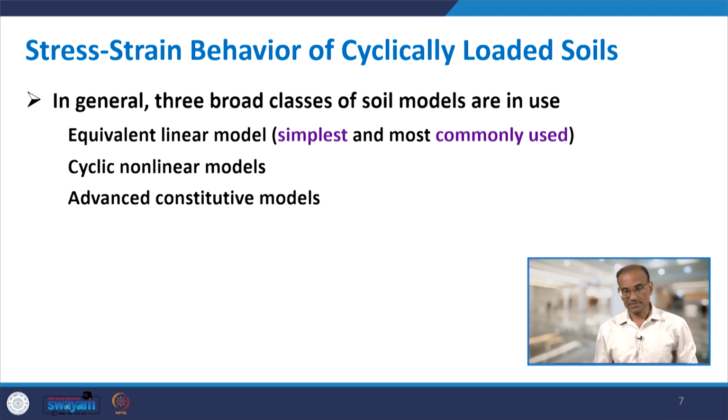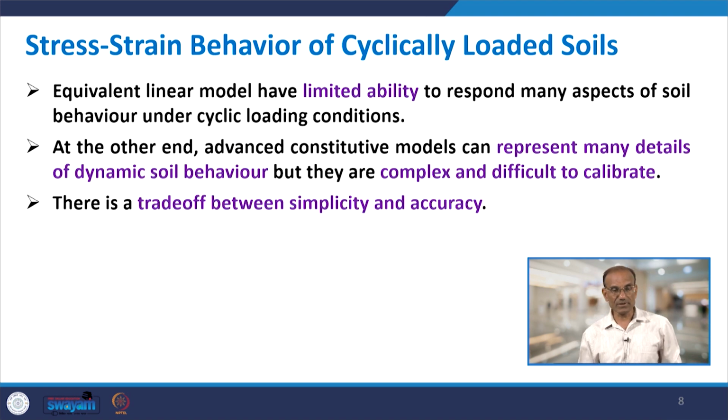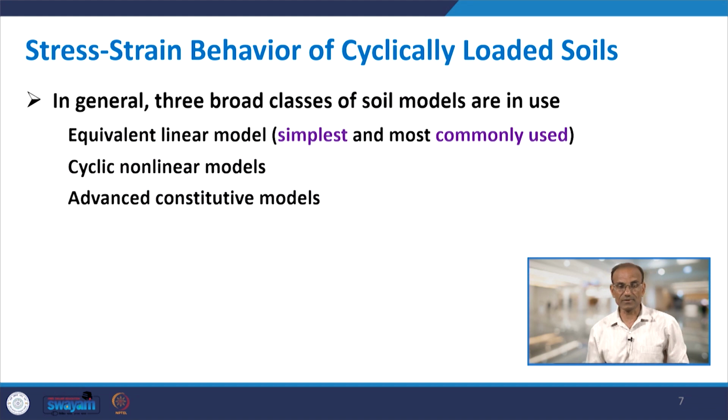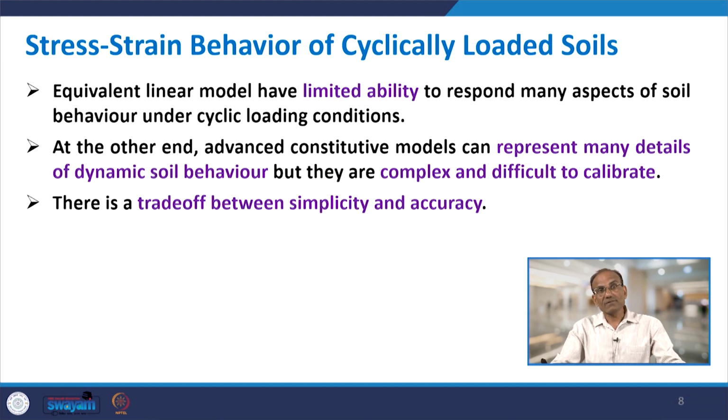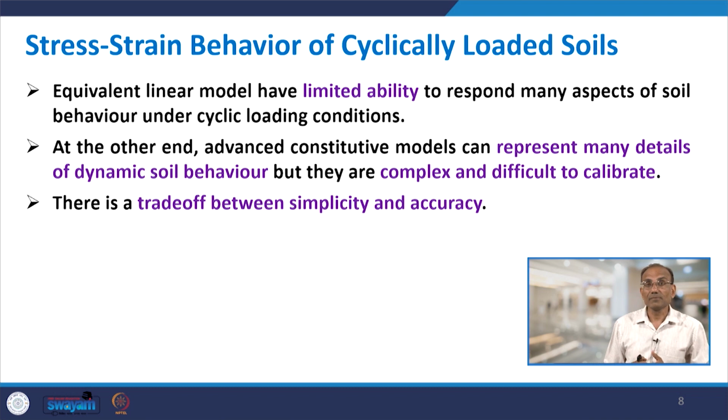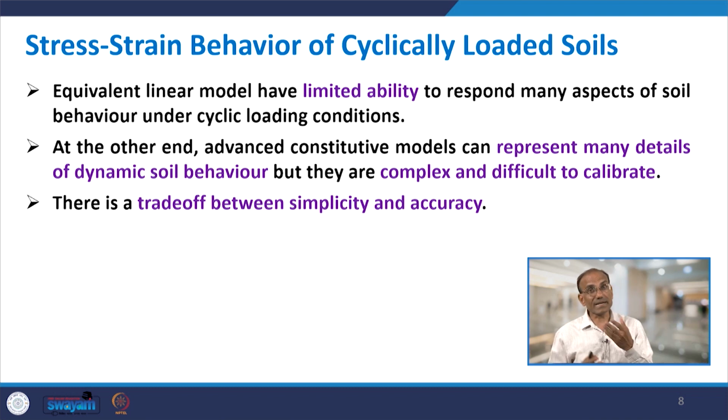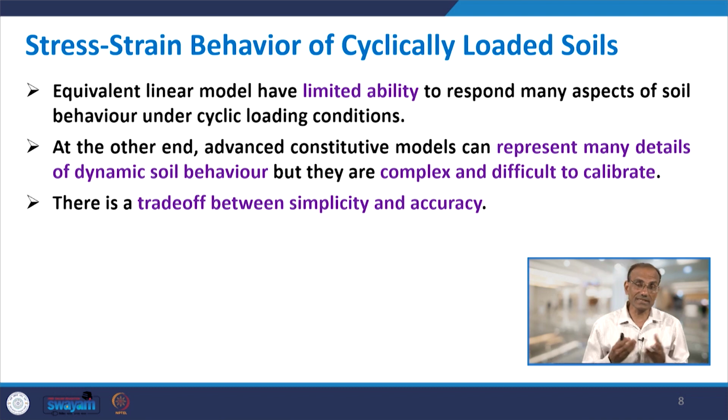So, starting from the first one, that is the equivalent linear model, but before that let us discuss more about the stress strain behavior. Equivalent linear models have limited ability to represent many aspects of behavior under cyclic loading conditions. Why are they popular? They are popular because they are simple. They are not accurate, but they are better than the linear models. Certainly they are far better than the linear models. But they have limitations.